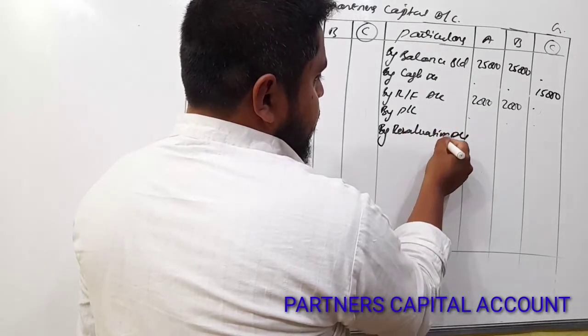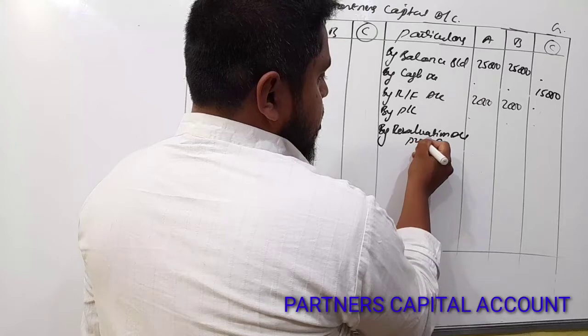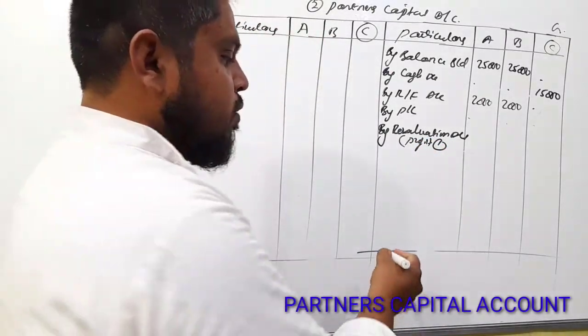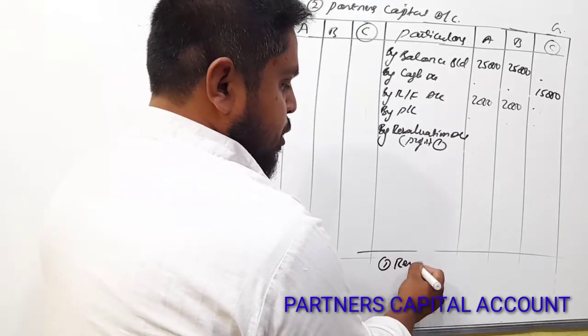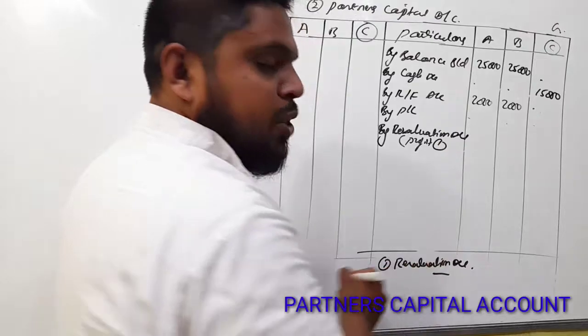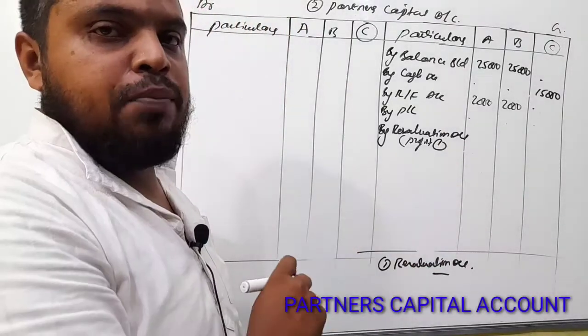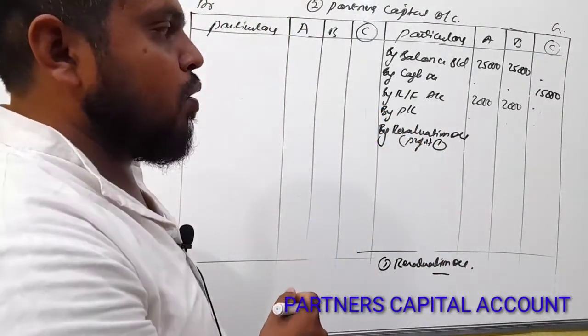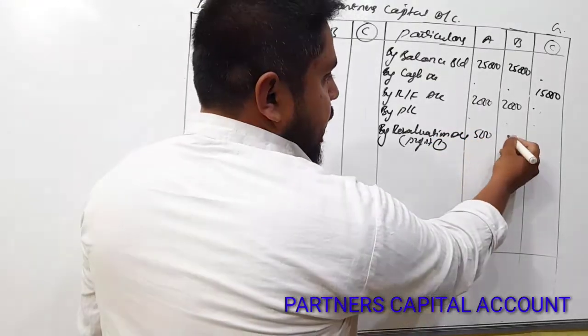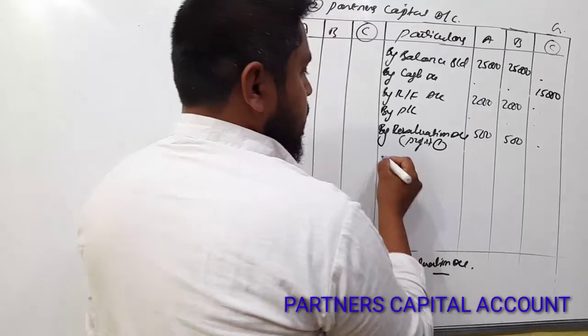So this is as per the first step. The profit under the first step, under the revaluation account, you got the profit here. So the profit goes on the debit side. Under the partners' capital account, on the credit side we have to record that 500 as per the first step.